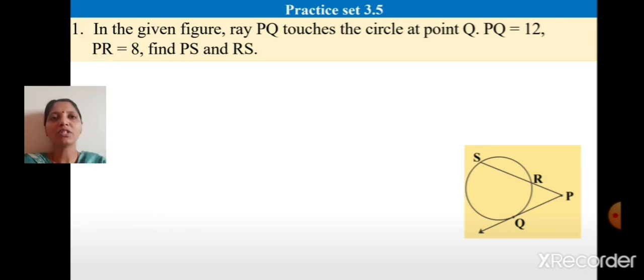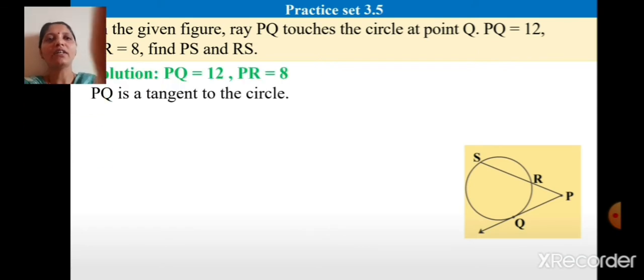First question. In the given figure, ray PQ touches the circle at point Q. PQ is equal to 12, PR is equal to 8. Find PS and RS. Now observe this figure. You can see PQ touches the circle at point Q. That means PQ will become the tangent and PS will become the secant. Or you can say SR and this tangent intersect each other at point P. So you have to find the measures of PS and RS.